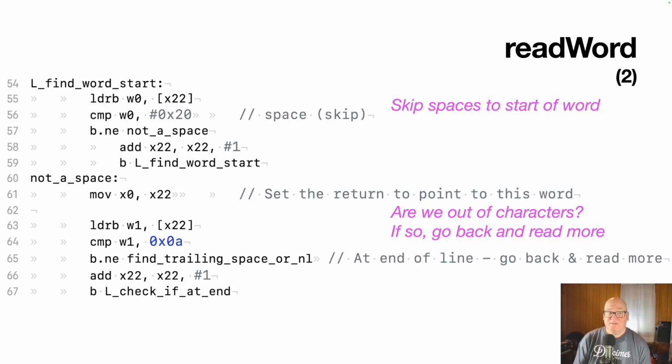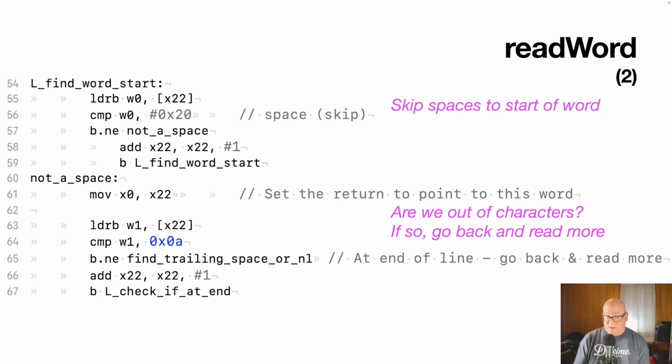So if we don't have a space now, we're looking at line 60. We're going to save x0 because that's going to be the return value. It's where we found the start of a word. But we're going to do a check first. We're going to make sure we're not looking at a new line. If we're not at a new line, we'll go forward.